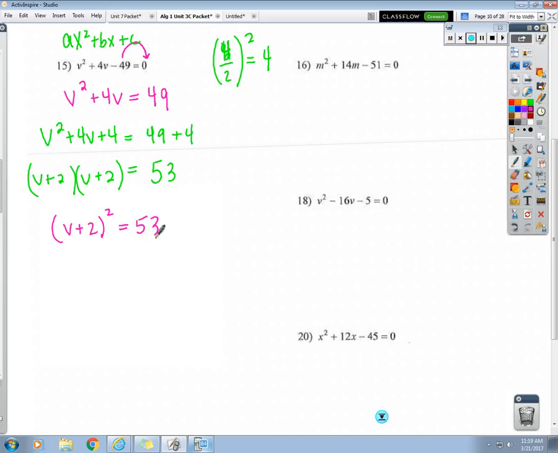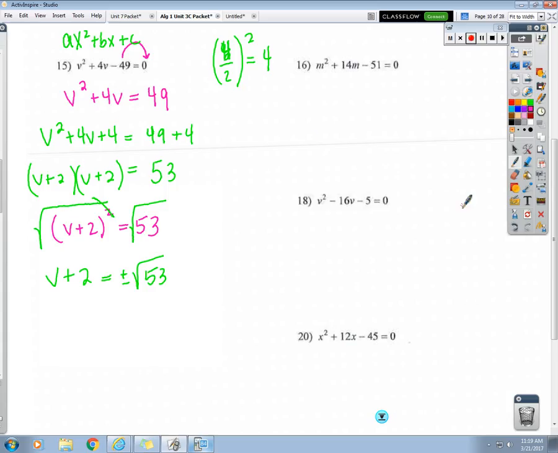Now that we only have one v, we're ready to get it by itself, because we're trying to find out what v equals. So to get that v by itself, we first start by square rooting it to cancel out that 2, and that means we square root this side. So now I have v plus 2 equals the square root of 53, and that won't become a whole number, so just leave it in there, but you have to put plus or minus on your answer. Anytime you're solving for a letter and you square root a number, you put plus or minus on it.